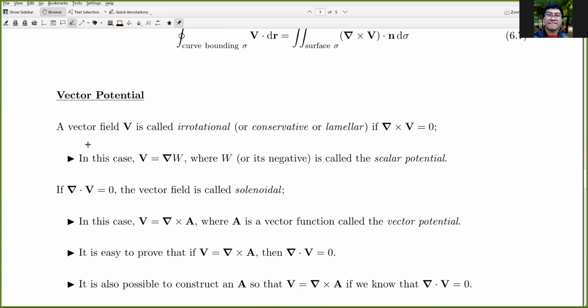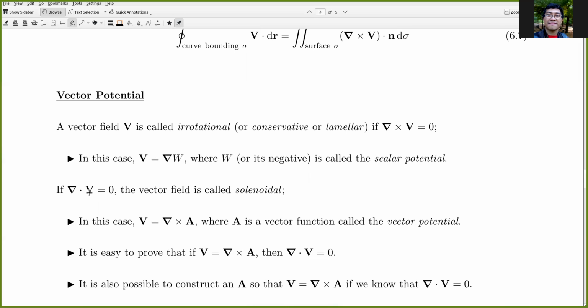Recall that, as I have mentioned earlier, a vector field V is called irrotational, or conservative. It's also called lamellar, if del cross V equals 0. In this case, the gradient of a scalar function W could be written equal to V. So V can be written as a gradient of some scalar function that we call a scalar potential.